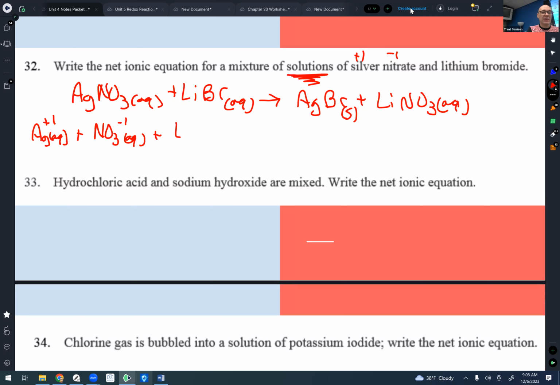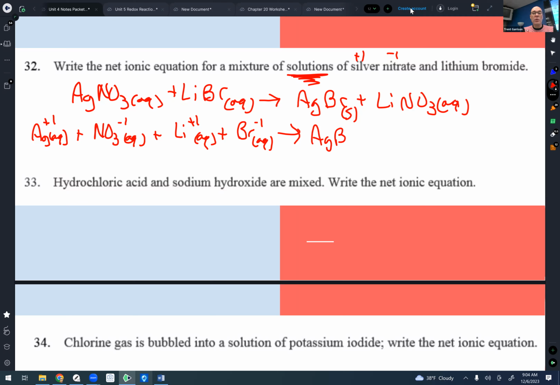Plus, same thing here. Lithium +1 AQ. Plus Br -1 AQ. All I did was I broke these apart into 4 individual pieces. That's the dissociation part. Don't forget, when it's a solid, you don't break it apart. So it stayed the same.